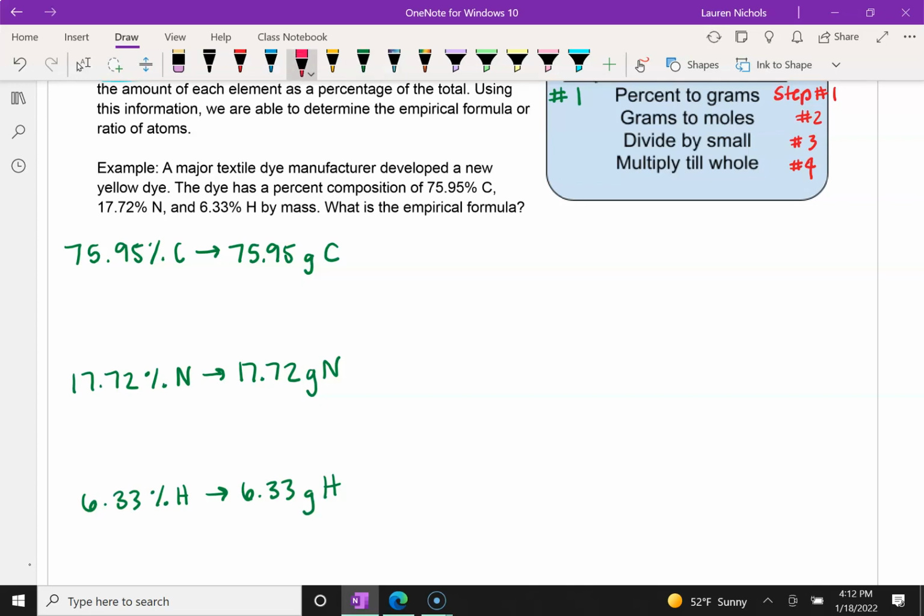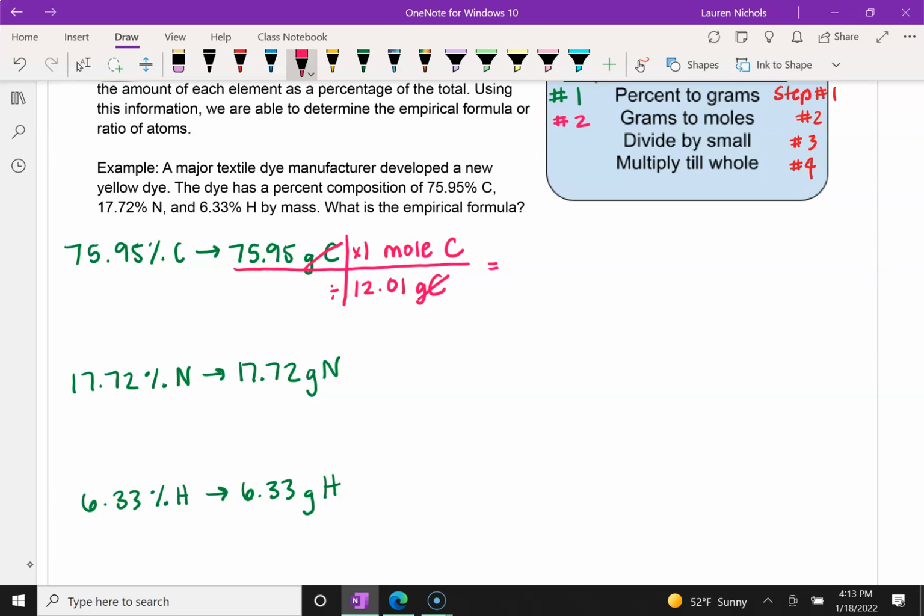Step number 2, we're going to do in pink. Step number 2, we change grams to moles. Now remember, the way we change from grams to moles is by using our molar mass. And since these are each individual elements, we pull our molar mass from our periodic table. If we have grams of carbon at the top, grams of carbon must go at the bottom. So we look at our periodic table and we know that 12.01 grams of carbon is equal to 1 mole of carbon.